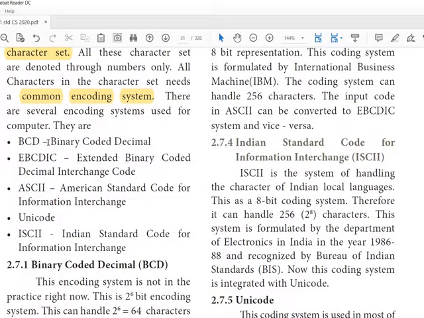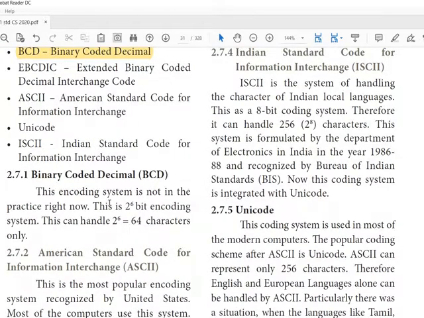First one is binary coded decimal. So what is that? This encoding system is not in practice now. So the first point is it is not in practice. This is a 2 to the power 6 bit encoding system. This handles 64 characters.